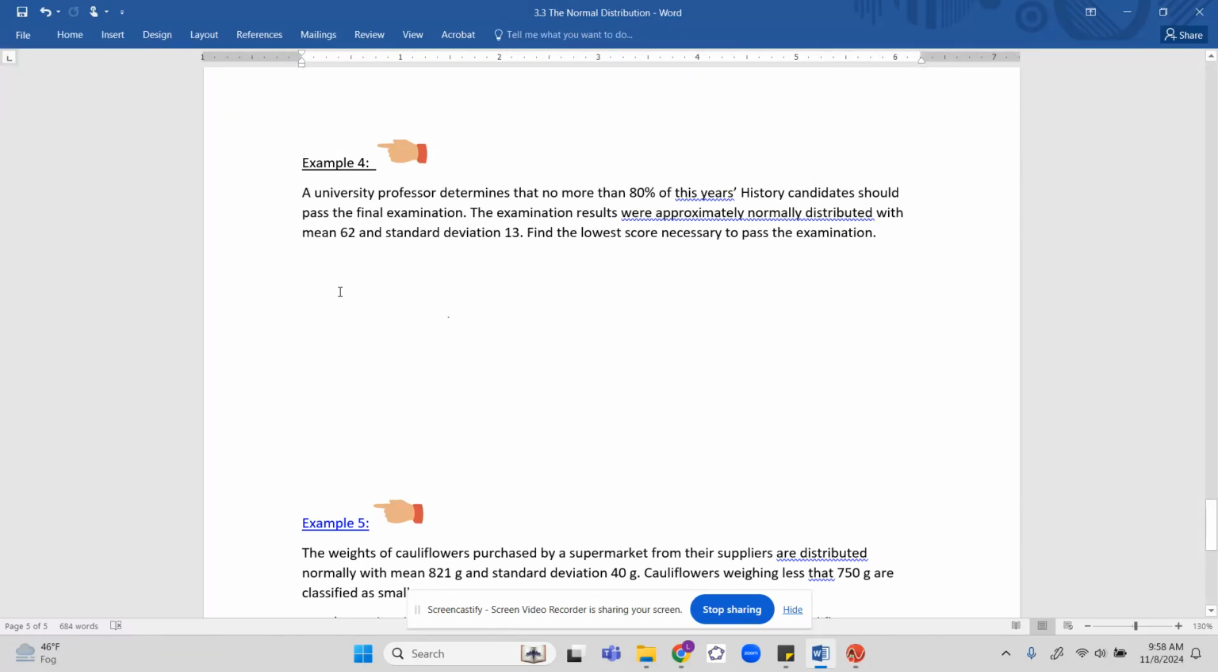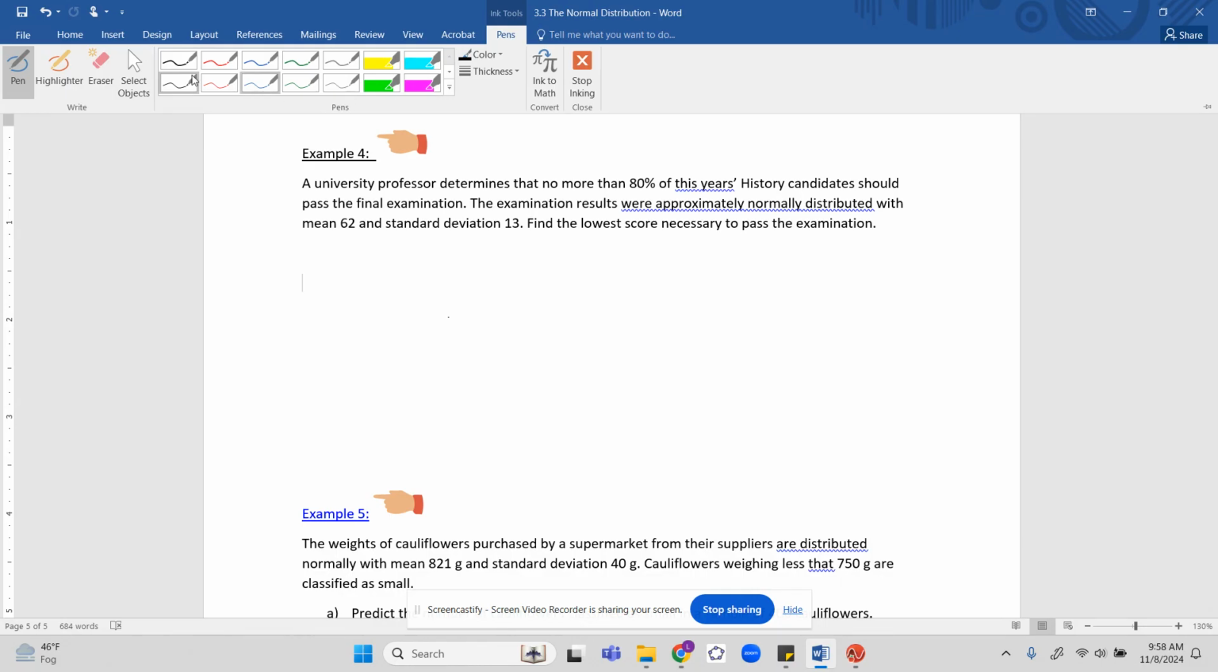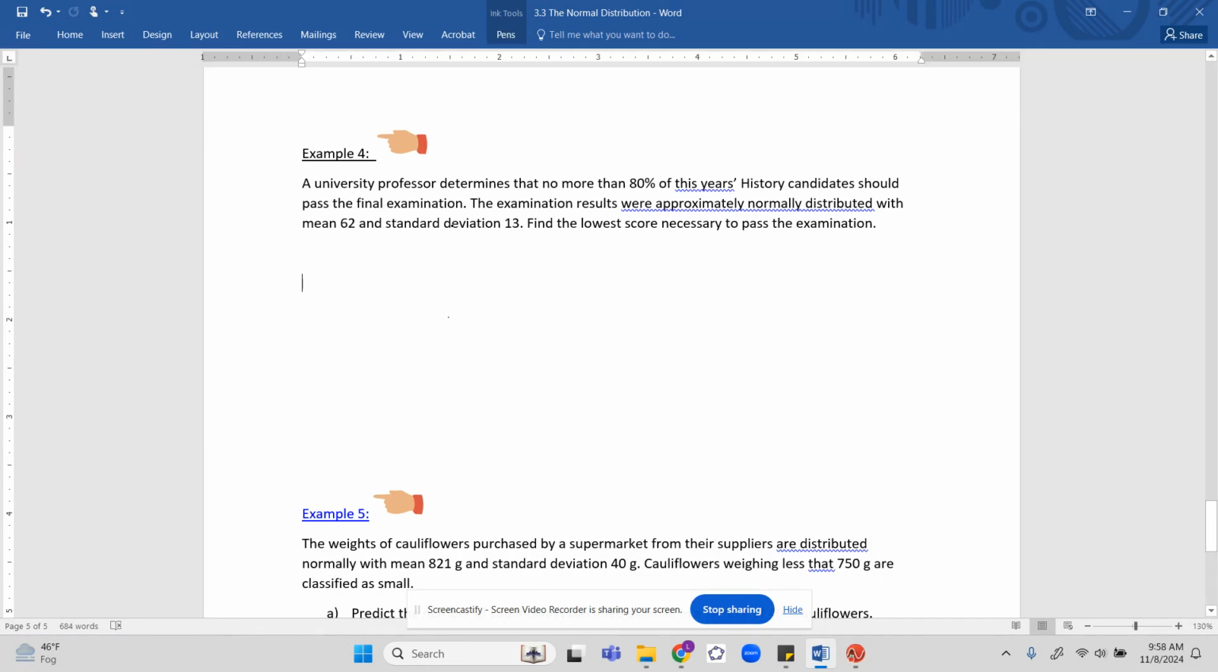Okay, and our last problem, not our last, sorry, our first problem on the inverse normal distribution. We have a university professor who determines that no more than 80% of this year's history candidates should pass the final examination. So he wants at most 80% to pass. What a cruel man. I assume it's a man. Maybe I shouldn't do that.